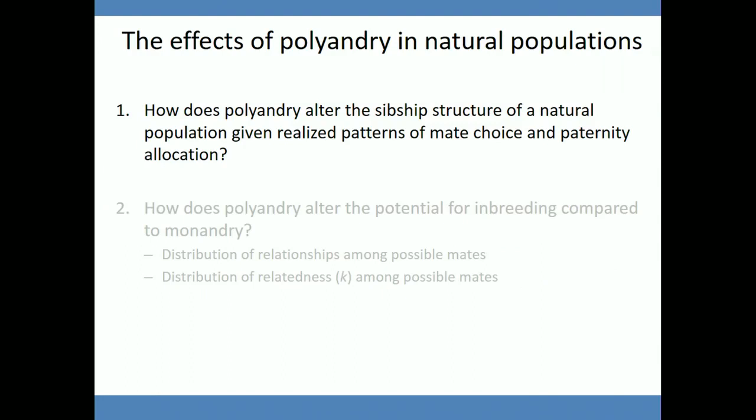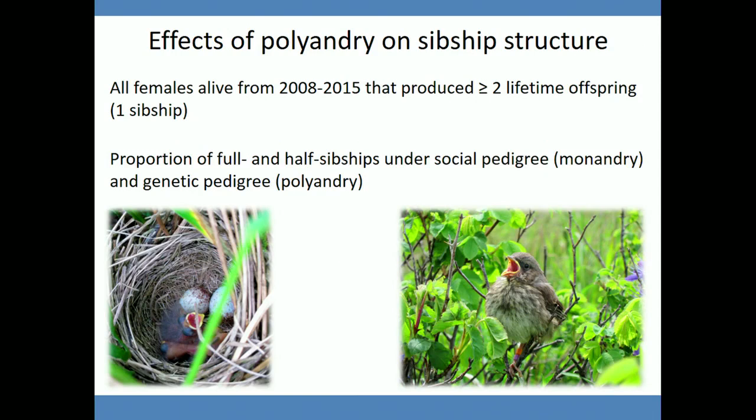So getting back to this first question: how does polyandry affect sibship structures? We first took all females, for a focal study period, that produced at least two offspring, so one potential sibship, one pairwise comparison. And then we worked out the proportion of those pairwise comparisons that were among full siblings and among half siblings, for both the social and the genetic pedigree.